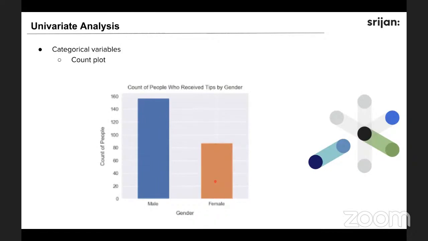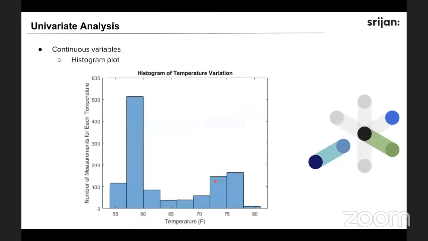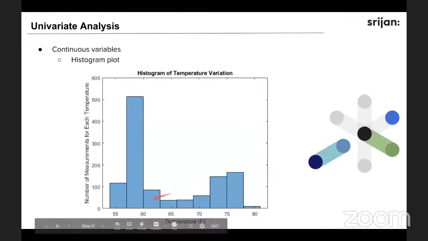Very simple. The next one is the histogram plot, which we generally use for continuous variables. For this, you have to decide what bin size you want, because first you have to do the binning. Once you have the bins, you can plot your continuous variable and get some intuition about how its distribution looks.